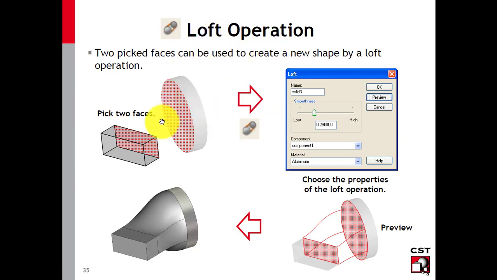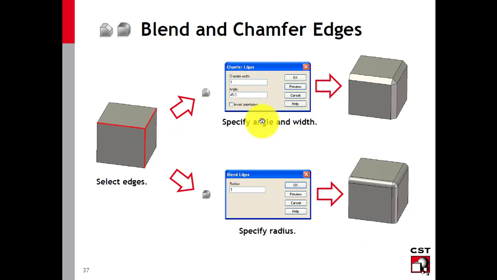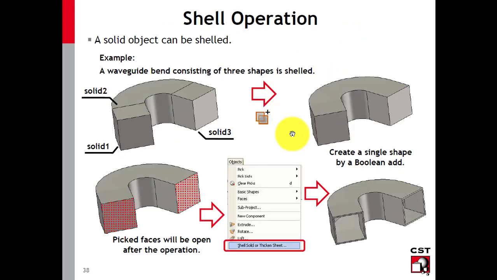Okay, the loft operation is the way to create a horn antenna. It's the same way as a rectangular waveguide antenna, or cone antenna. We will create it as a loft operation. We have bending to maybe create a helix antenna. I told you about it. The blend changes the edge of it. First, you select the edge, then you press blend or chamfer edge to change it. I will do it also. And the shell operation to make it not have any thickness inside it. So let me do it and go on.